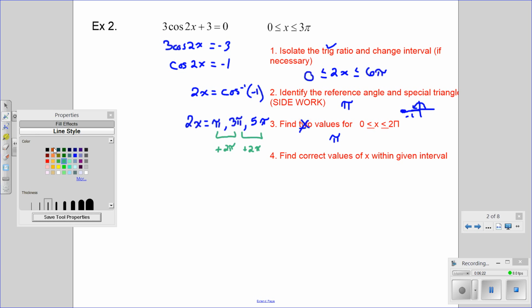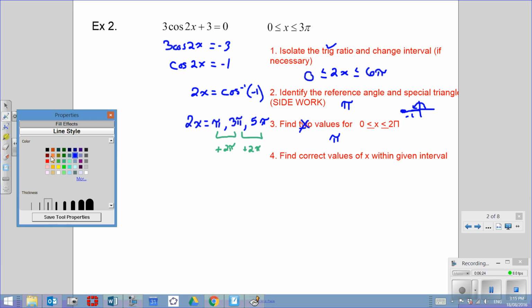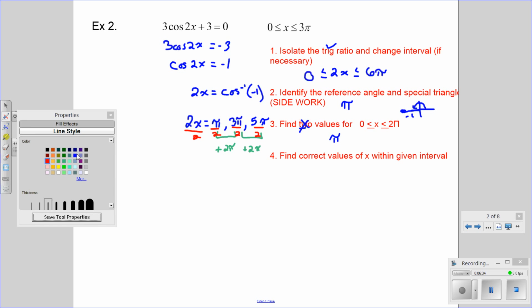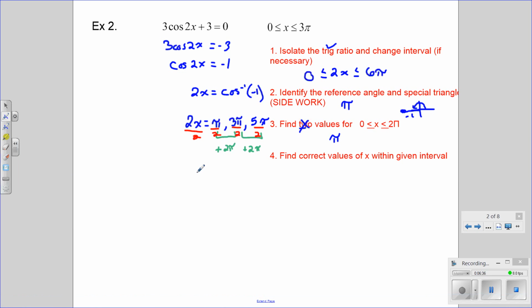All right, so just notice what we've done there to get our other values in the interval that we're being asked to find. So coming back to our question, if I want to now solve for x, I'm going to divide everything by 2, which means I also divide all of my solutions by 2. So my final answer is going to wind up being x equals, and I've got 3 answers, pi over 2, 3 pi over 2, and 5 pi over 2.